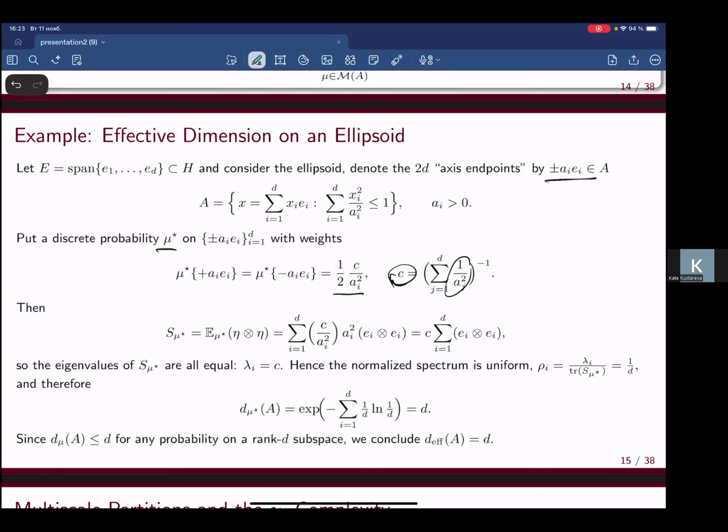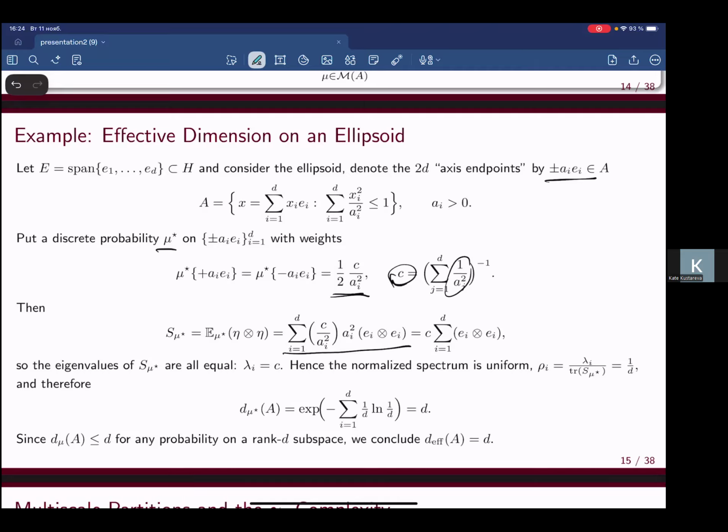And then we can substitute our points plus minus a_i e_i into the expectation, and then we will have this result, because the plus minus sign disappears when we multiply. And this means each pair of symmetric points contributes equally to the operator. And now we can substitute everything together into our expectation formula. And since both probabilities are given by 1 divided by 2C times 1 divided by a_i squared, we obtain our S mu star.